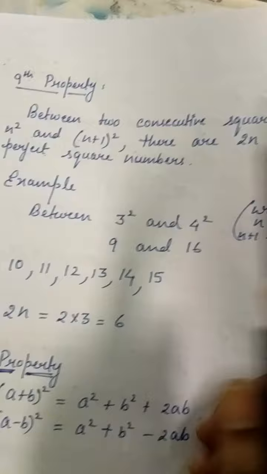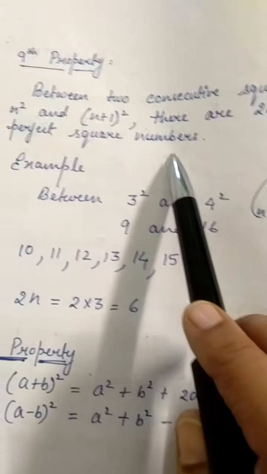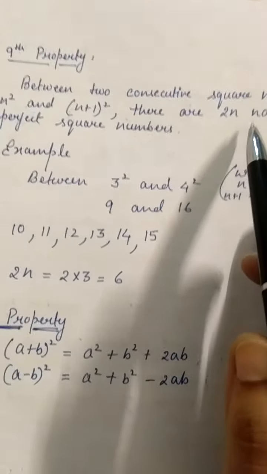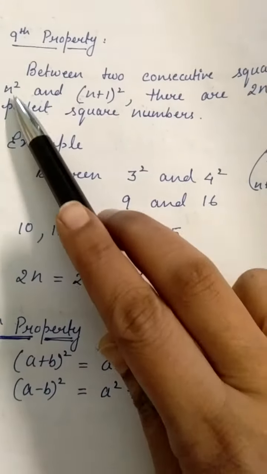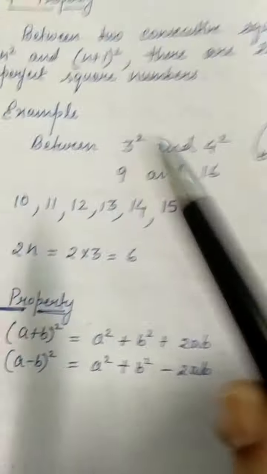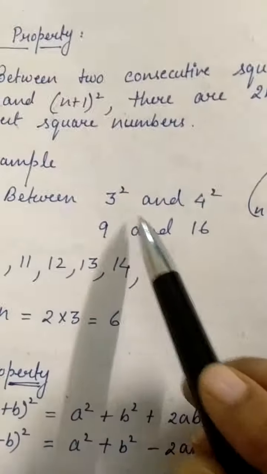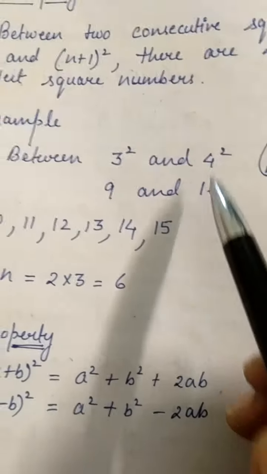So remember, between 2 consecutive square numbers, n square and n plus 1 square, there are 2n non-perfect square numbers. 2n, n is what, children? The smaller number. So 2n means 2 into n. For example, between 3 square and 4 square. 3 square is how much? 9. 4 square is 16.